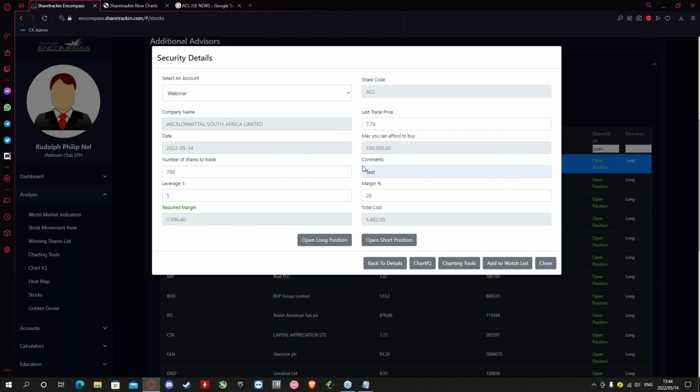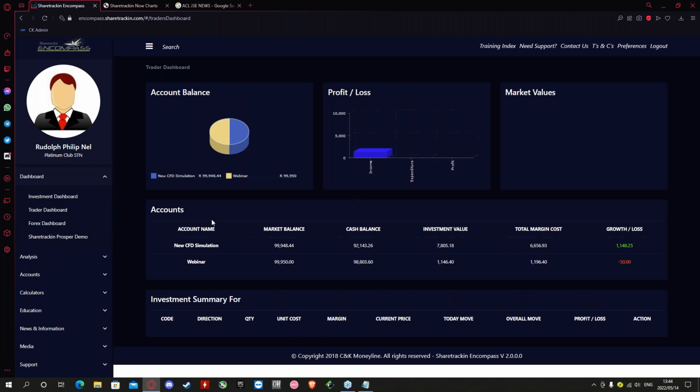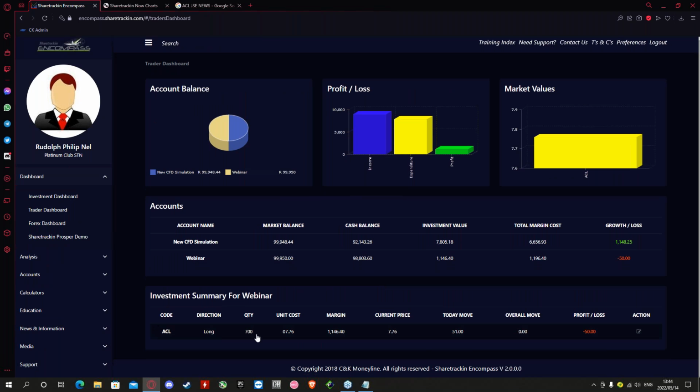Okay, but because it's turning up, we're going to say open long. And it's going to open the position for us. So now when I go to my trader dashboard and click on my webinar one, we'll see there is the CFD that we've just bought. There's the code, the direction, the quantity that we bought is 700, unit cost 7 Rand 76. The margin is 1,046 rand and 40 cents. So that's obviously with brokerage.